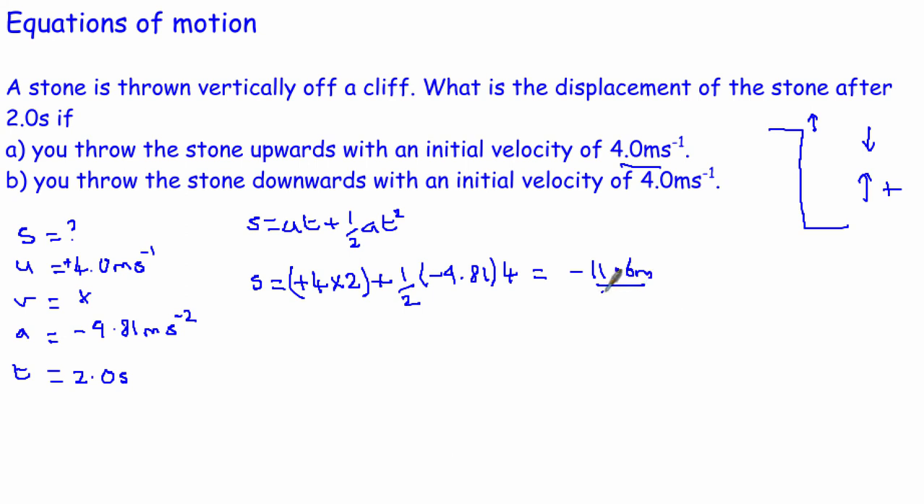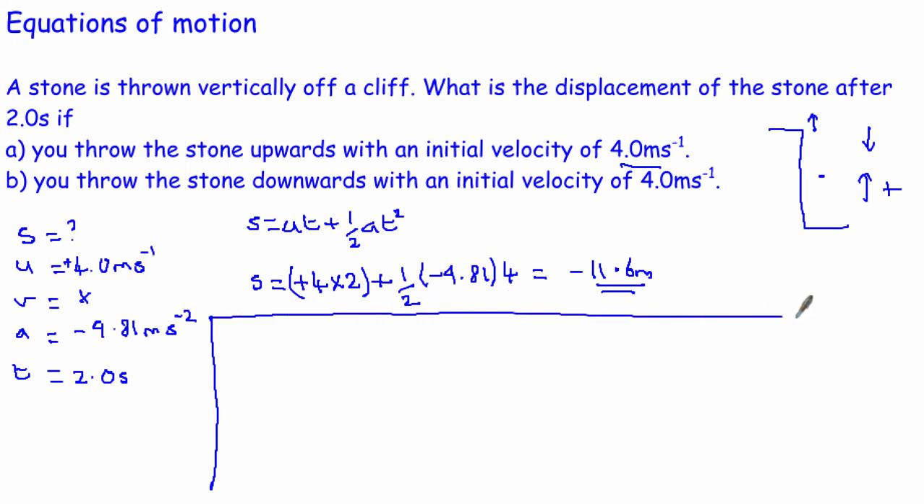So that's my answer. Basically what's happened is I've thrown this stone upwards, and it's gone upwards, and then it started to come back downwards, and after 2 seconds it's got to here. So my displacement is minus, because it's below where it started from, 11.6 meters. So that's part A. For part B, let's draw some lines here so we don't get mixed up with what's going on. So that was part A.